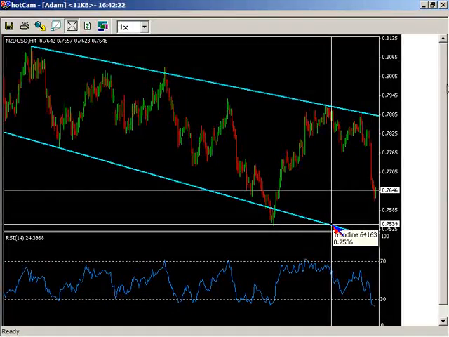Now, of course, if the RSI crosses back above 30, I'd want to get out of the entire trade because that could be indicative of another reversal to the upside.